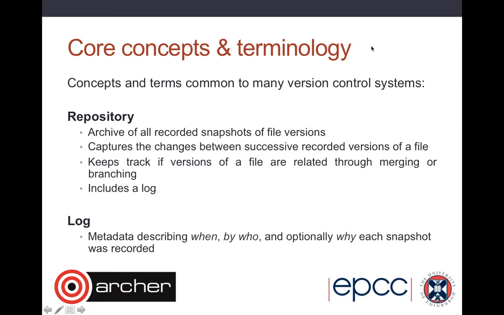First of all, a repository. A repository, as the name suggests, is where things get stored. It's the most important object, a central focus of version control systems. It's the storage archive of all the snapshots of versions of files that were recorded. A repository captures the changes between successive recorded versions of a file, and it keeps track of whether and how versions of files are related, for example, through merging or branching.